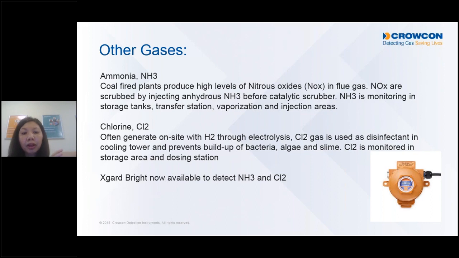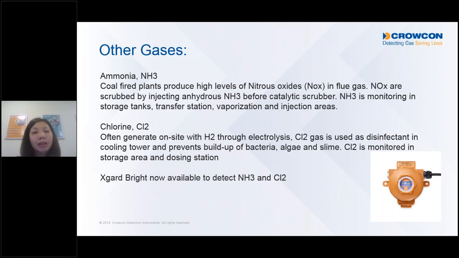Okay, so chlorine gas is commonly generated on site. And this acts as a disinfectant of the water, so that it prevents buildup of bacteria, algae, and slime. Okay, so it's monitored in the storage area as well as the dosing station. And the good news is XCAT Bright is now available to detect ammonia and chlorine gas.